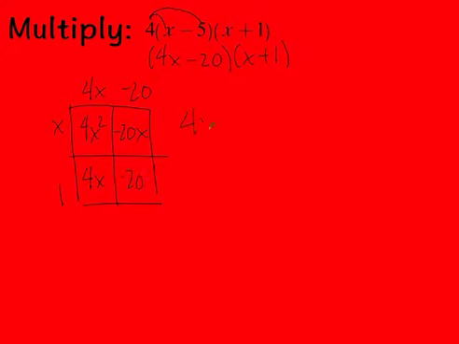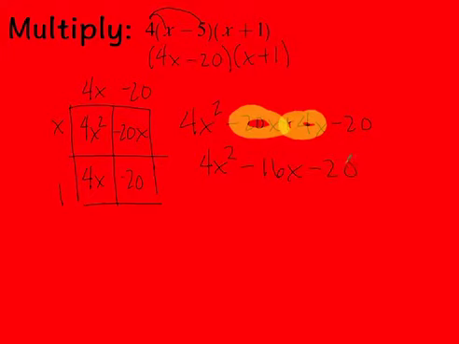So then you would write down everything that's in the box. And then you would combine your like terms. In this case, it would be negative 20x and positive 4x. And whenever you add those together, you'd get 4x squared minus 16x minus 20.